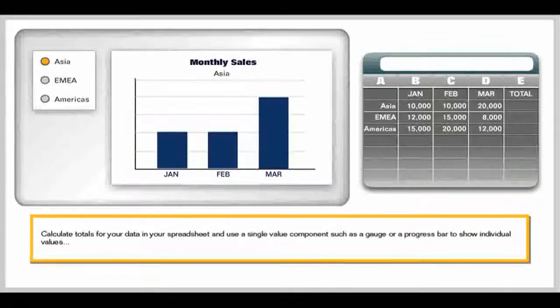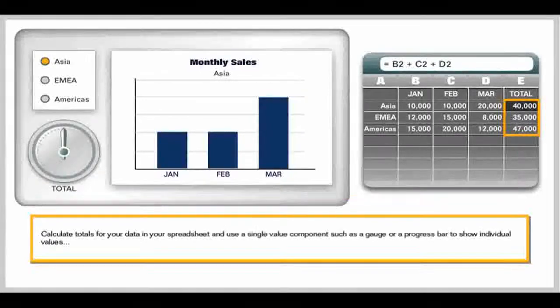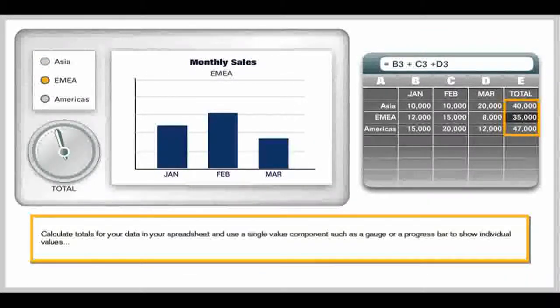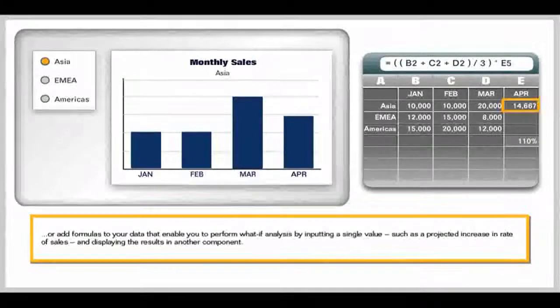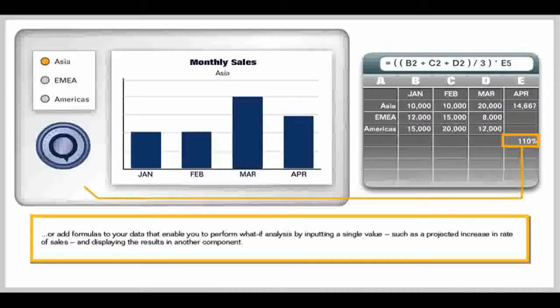Calculate totals for your data in your spreadsheet and use a single value component such as a gauge or a progress bar to show individual values, or add formulas to your data that enable you to perform what-if analysis by inputting a single value, such as a projected increase in a rate of sales, and displaying the results in another component.